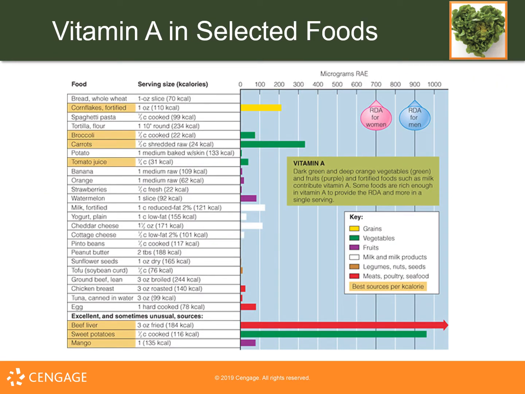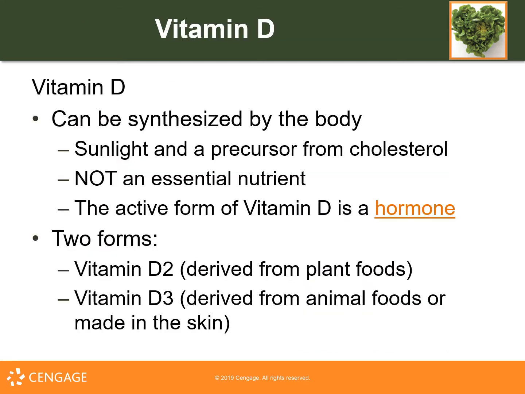And here's a slide on the vitamin A in selected foods. Vitamin D can be synthesized by the body. The body can use sunlight and a precursor made from cholesterol to synthesize vitamin D. It's not an essential nutrient because the body can synthesize it, and the active form of vitamin D is a hormone. Vitamin D is found in two forms: vitamin D2, which is derived from plant foods, and vitamin D3, which is derived from animal foods or made in the skin.